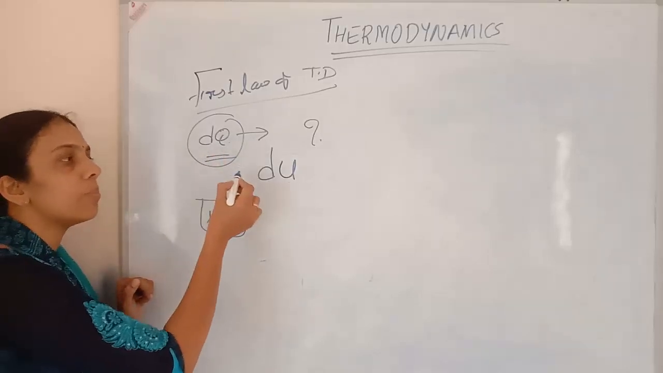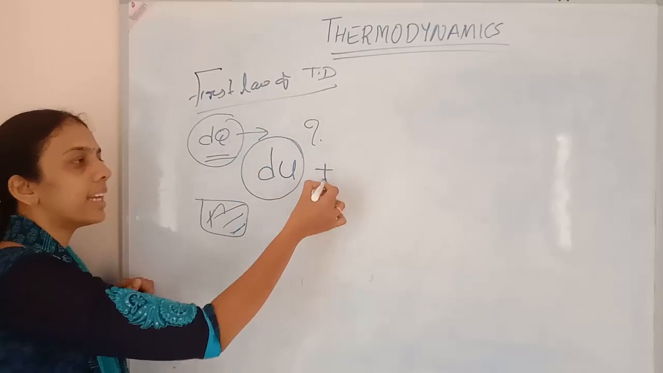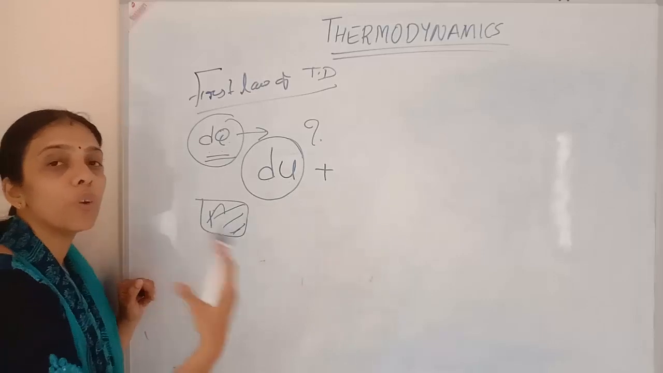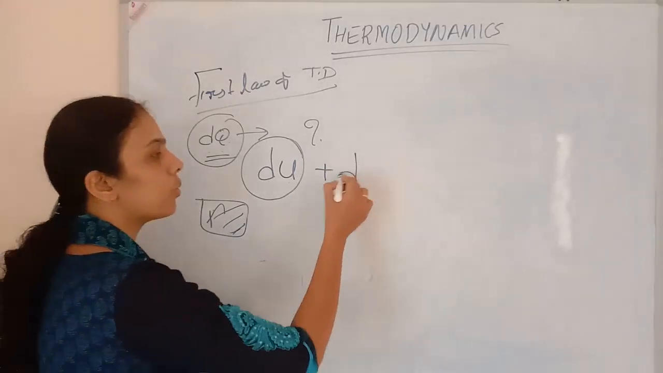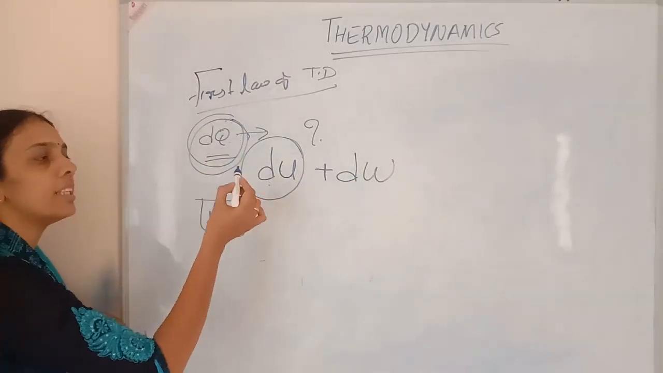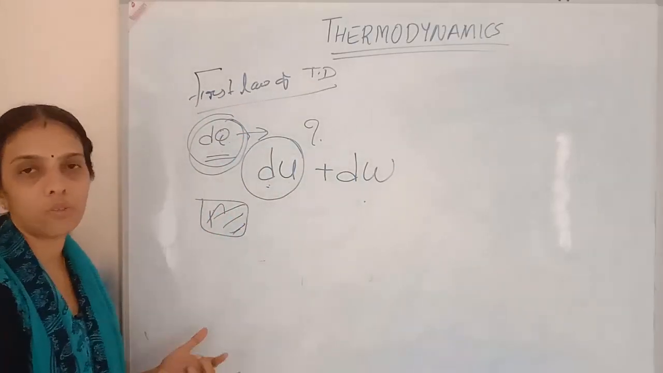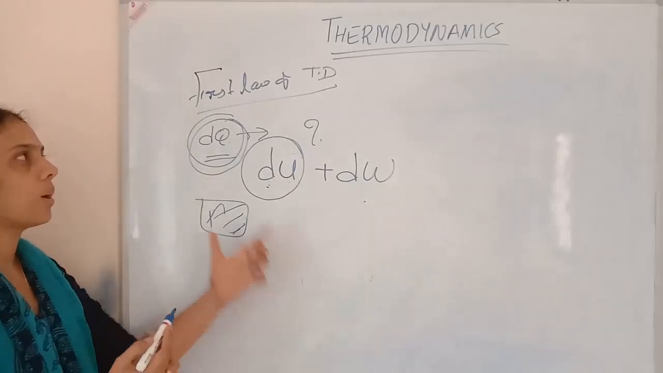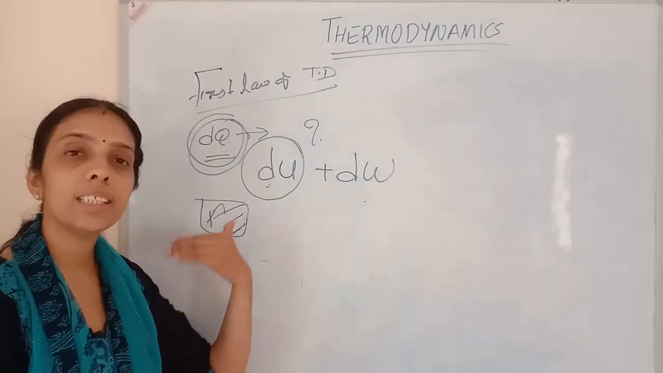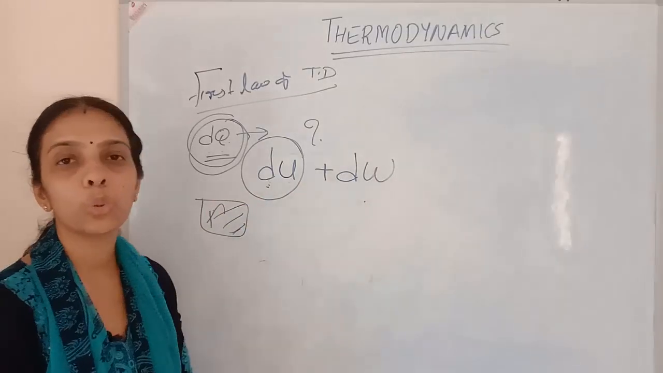That dq will be used for changing the internal energy, and the rest of the energy will be used to do work on the environment. So the amount of energy given to the system is used for changing the internal energy of the system and for doing useful work on the environment. This is called the first law of thermodynamics. According to this law, the heat energy given to the system is utilized to increase or decrease the internal energy or to do the work.